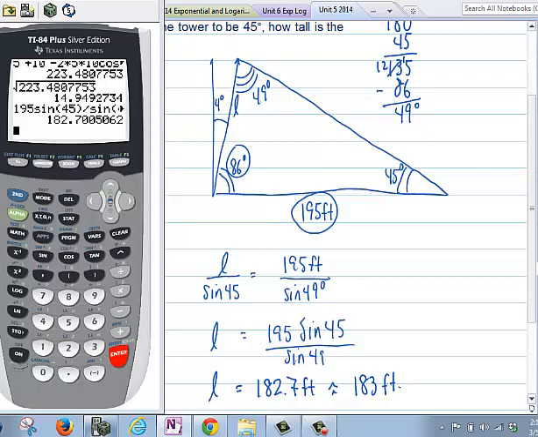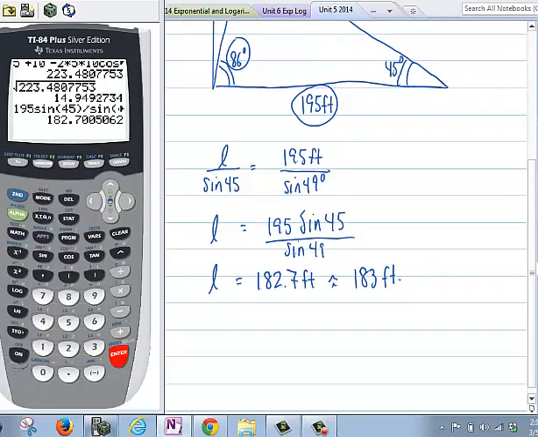Hopefully this problem has helped you, and there's a problem at the end of the form that would be for homework, so please pay attention to this problem when they ask you to find the length of a leaning object in the form that I assigned for homework.